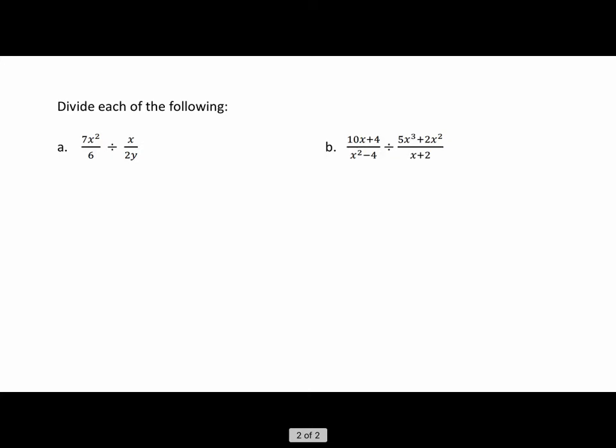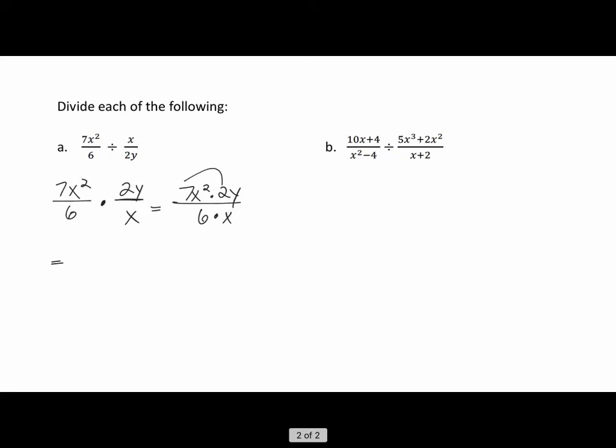Example A, so 7x squared over 6. We're going to change division to multiplication and then flip or take the reciprocal of the divided rational expression. And that is probably the thing I would be careful for. Do not try to factor yet. First multiply by the reciprocal. So then in the numerator 7x squared times 2y, and in the denominator 6 times x.